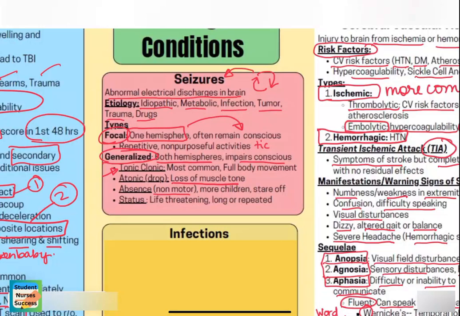Status epilepticus is life-threatening. It's a long seizure, maybe greater than 20 minutes, that doesn't stop, or seizures where you stop a seizure and then have another one back to back, so repeated or back-to-back seizures. That could be status as well. Any type of status seizures, these are very emergent. They need to be stopped.